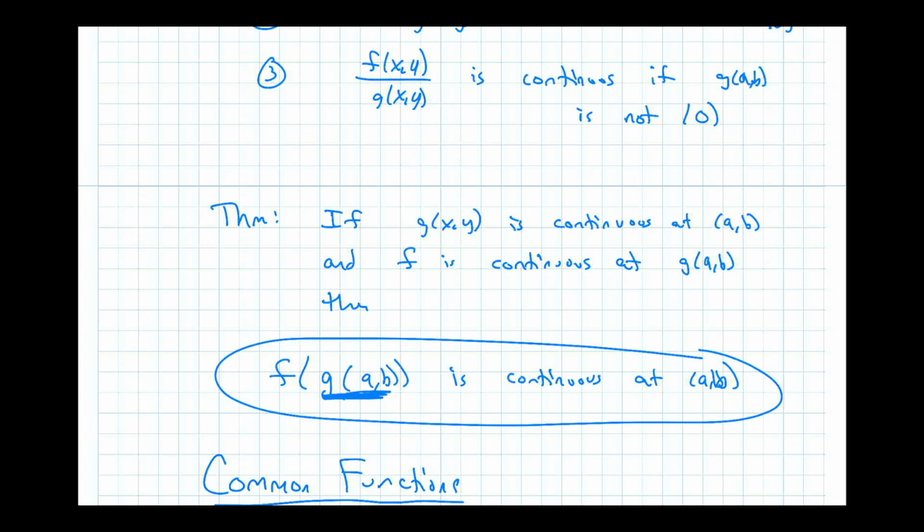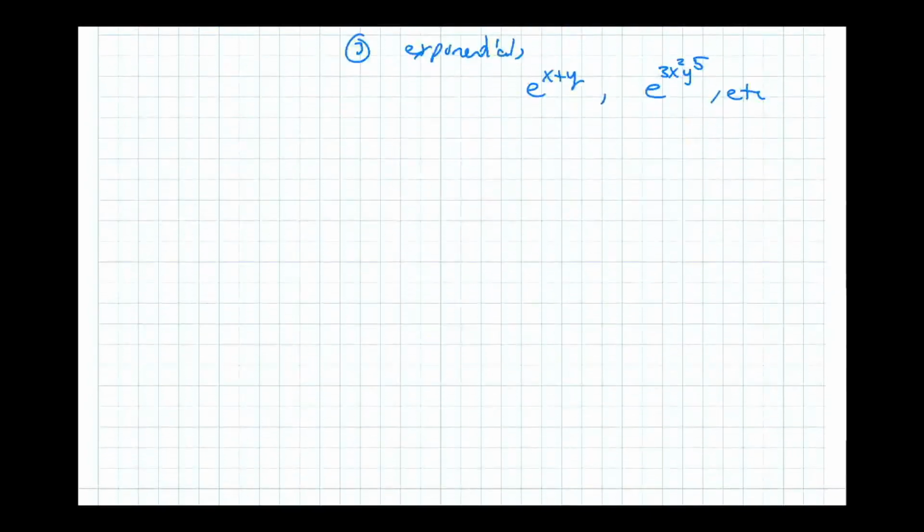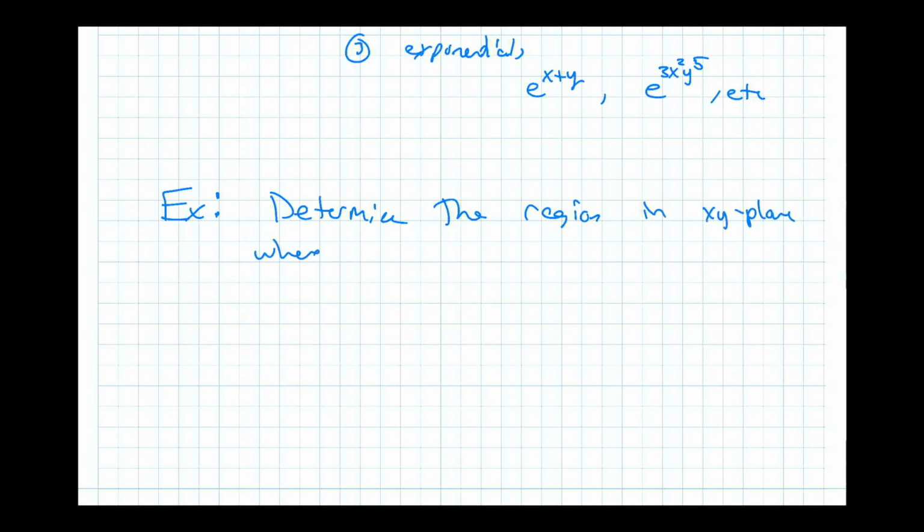All right, let me look at this. I'm going to do this problem because I see it in the homework and it's kind of a pain. So let's do this as our last example, one hard homework question. They say determine the region in the xy plane where f of xy equals sine inverse of x squared over 25 plus y squared is continuous.